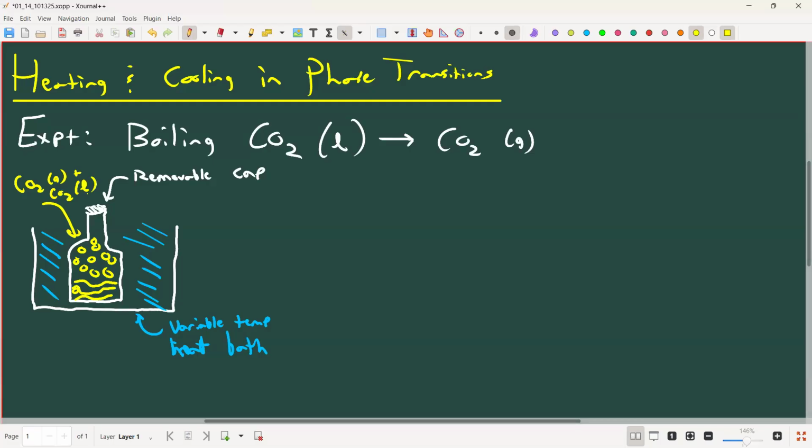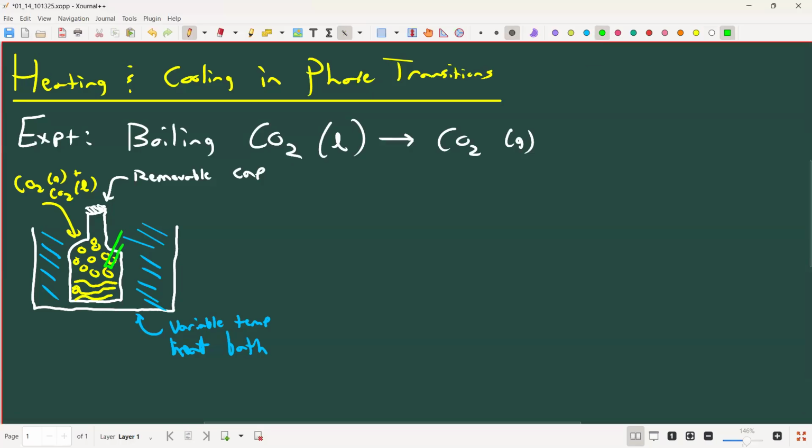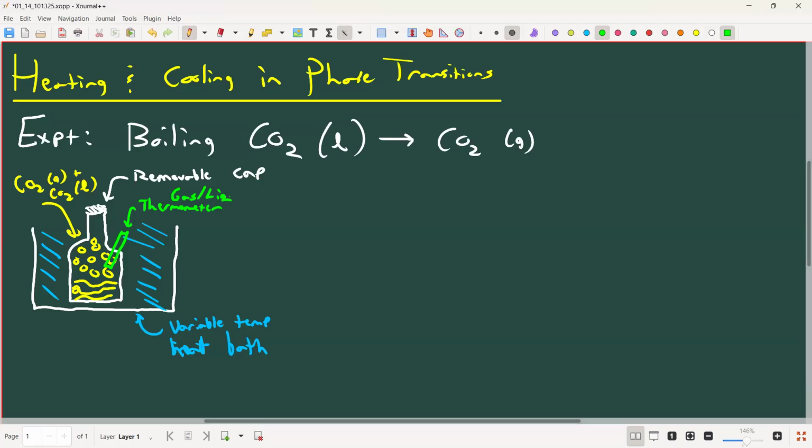And of course, we need one more piece of equipment. This is a class about heat and thermodynamics. We need a thermometer. So we have a thermometer that measures the internal temperature of the gas or the liquid. Okay, so it measures the content, right? Not the external temperature, but rather the contents. That'll be important in a second.